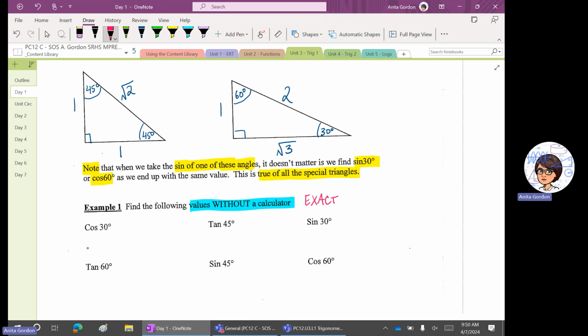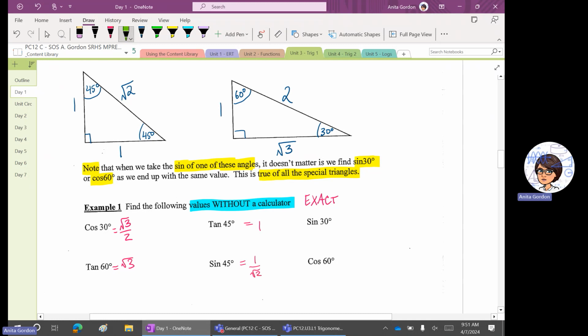The cosine of 30, so I go to 30 degrees, which is right here. Adjacent is here, or hypotenuse is here. So this is just root 3 over 2, and I'm done. I don't have to worry about anything else. So cosine of 30 is root 3 over 2. Tan of 60, this is opposite over adjacent. Adjacent is 1, so I don't have to write the denominator there. Tan of 45, this is just going to give me 1 over 1, right? Sine of 45, this is going to give me 1 over root 2.